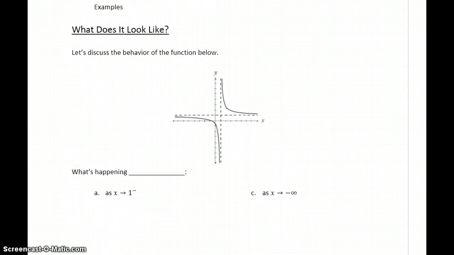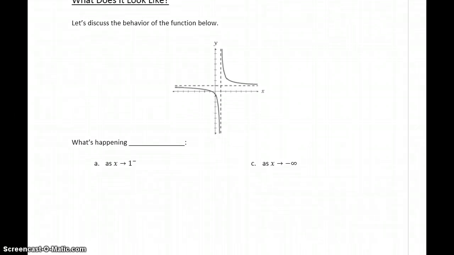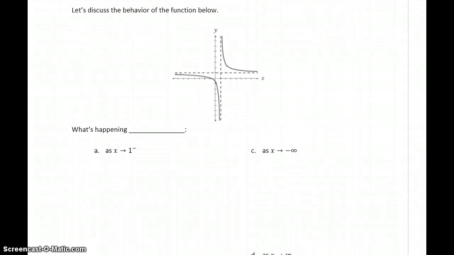We want to start off by just demonstrating what does it look like. So when we say infinite limits, when we say end behavior, what are we talking about? So let's start by considering this function f of x. What we want to know is what's happening to our function as x approaches these different values. So let's start with part A. As x approaches 1, in this case from the left-hand side.